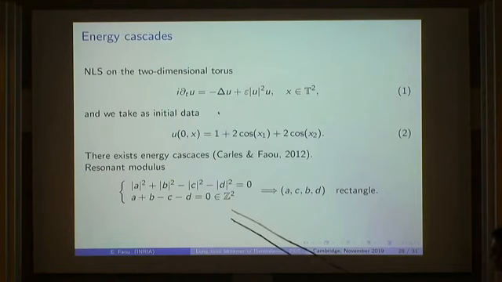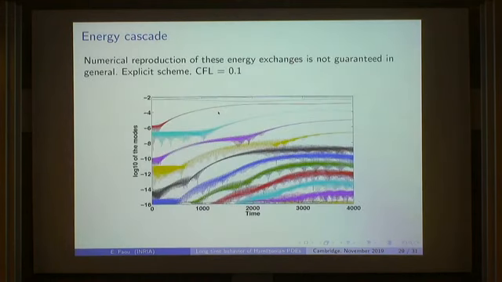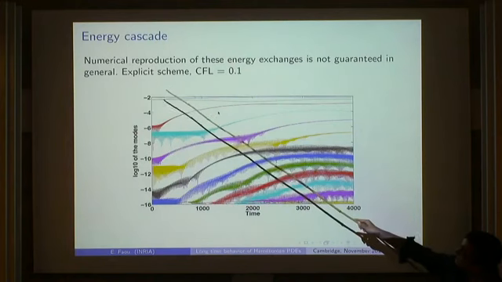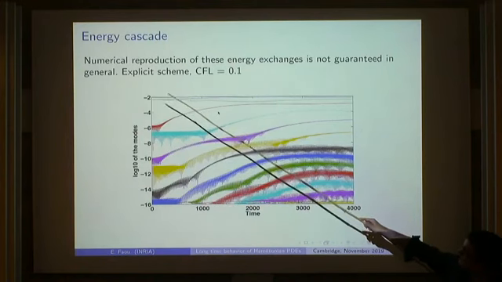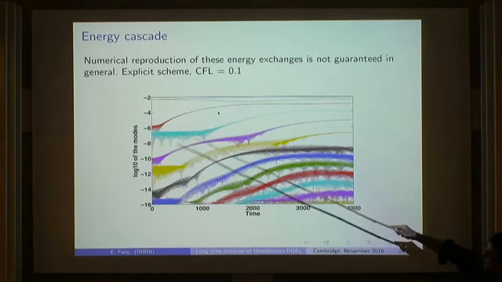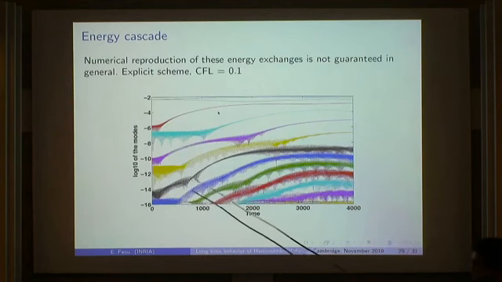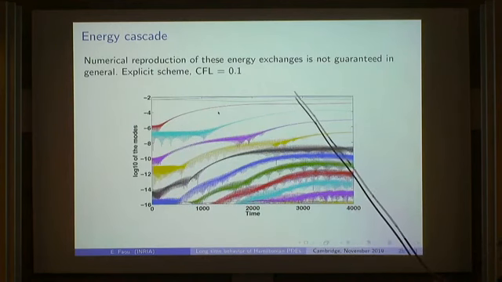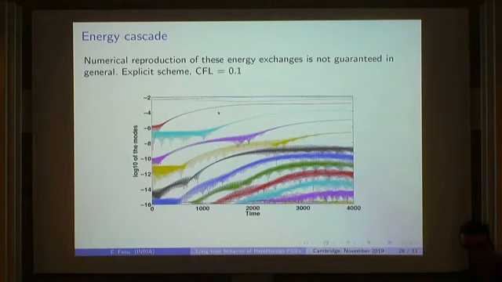And essentially it's because if you have such a relation like this, then the 4 modes form a rectangle in the resonant modules. And this is typically what you will observe for the exact solution. So in logarithmic scale, you start with some modes here, and they excite some higher modes, and these higher modes grow to come to something that is very large and very significant.